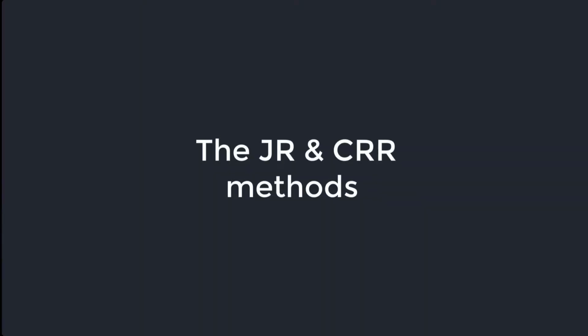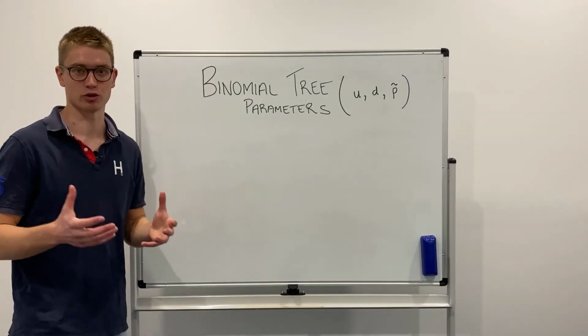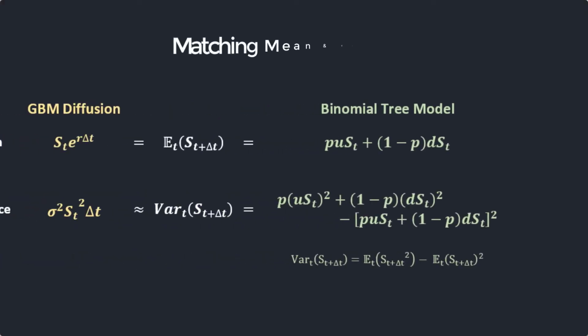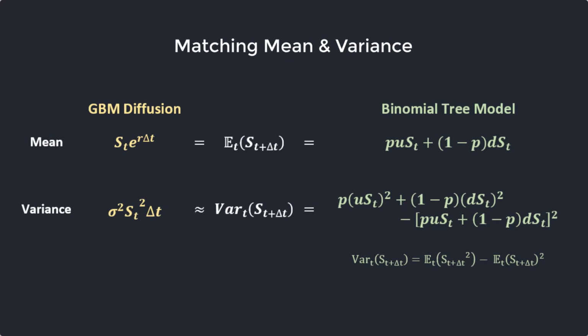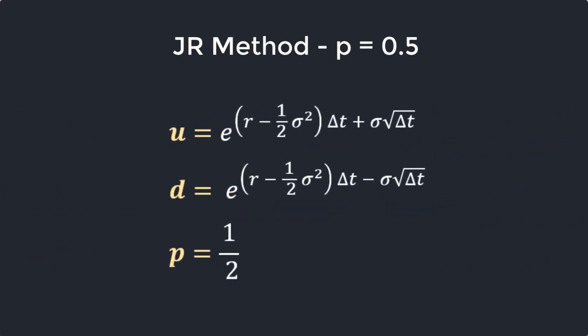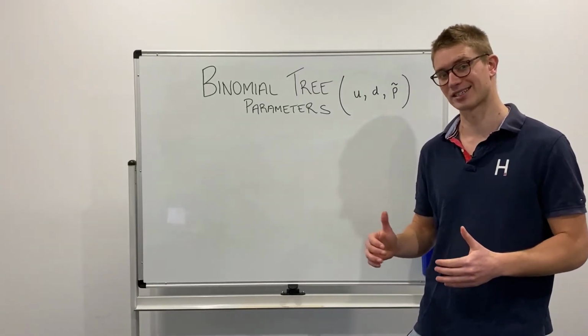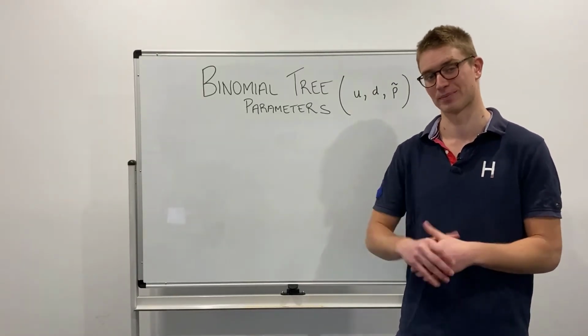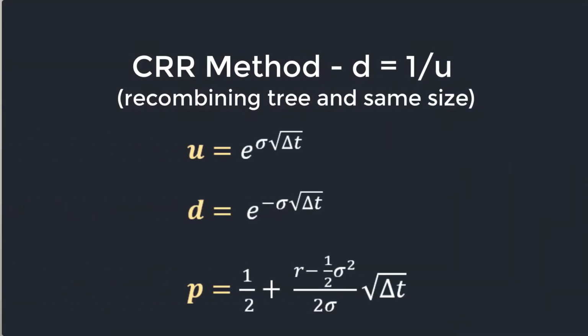For the JR method, essentially we have a free variable which we need to choose. We're trying to match the mean and the variance, so we've got two equations and three unknowns. For the JR method, we choose P to be a half, and as a result of that, we end up with these U and D factors. In contrast, for the CRR method, we choose the up and down factors to have the same size but opposite. By choosing that, we then end up with a probability factor as you have here on the screen.